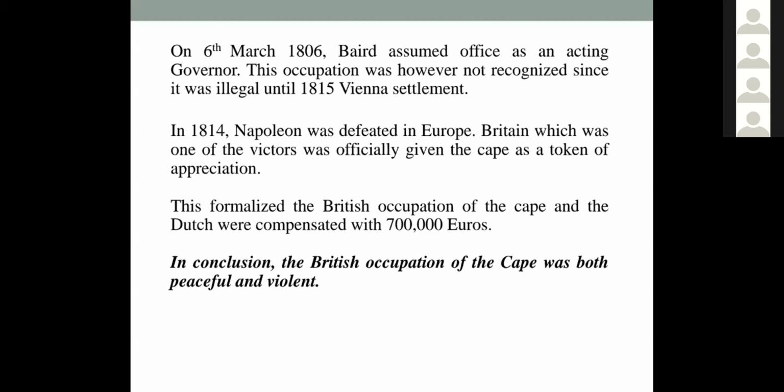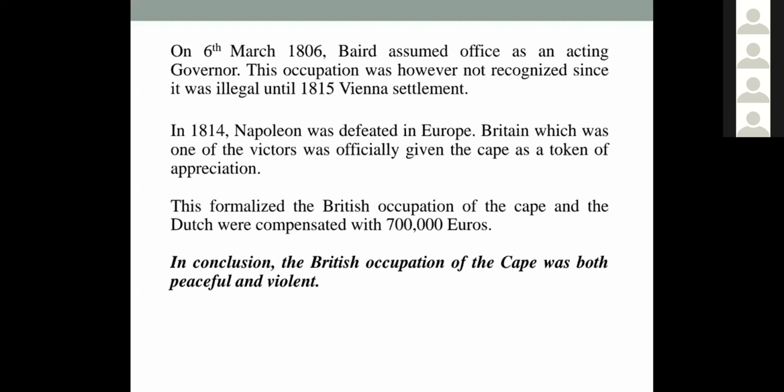Why was it not recognized, girls? Because it was illegal. Because the Cape belonged to Holland, and Holland had its rulers, who were the Batavians. So it was illegal until the 1815 Vienna Settlement. What happened in 1815? The European powers gathered in the Austrian capital called Vienna, in a peace congress to discuss European affairs and European problems. So in this meeting, they agreed that Britain should take over the Cape permanently.